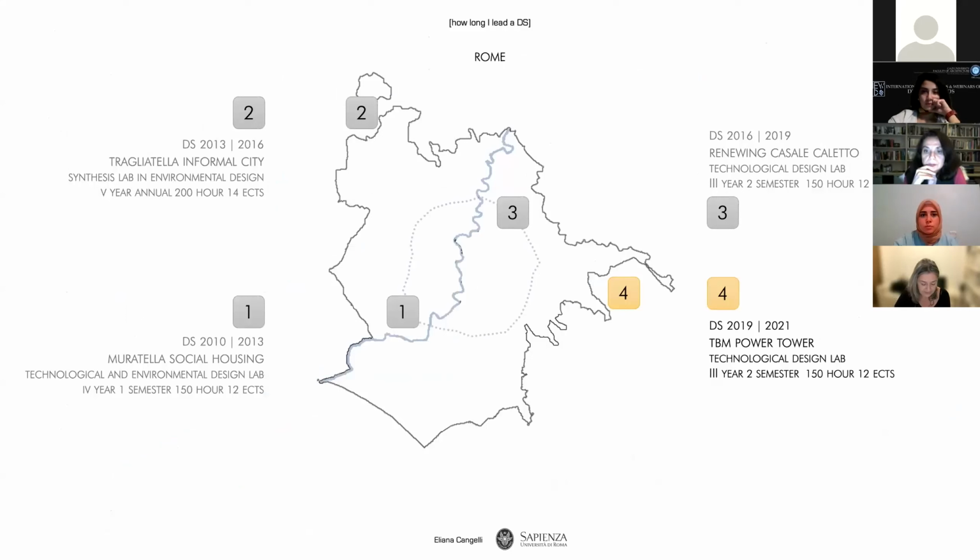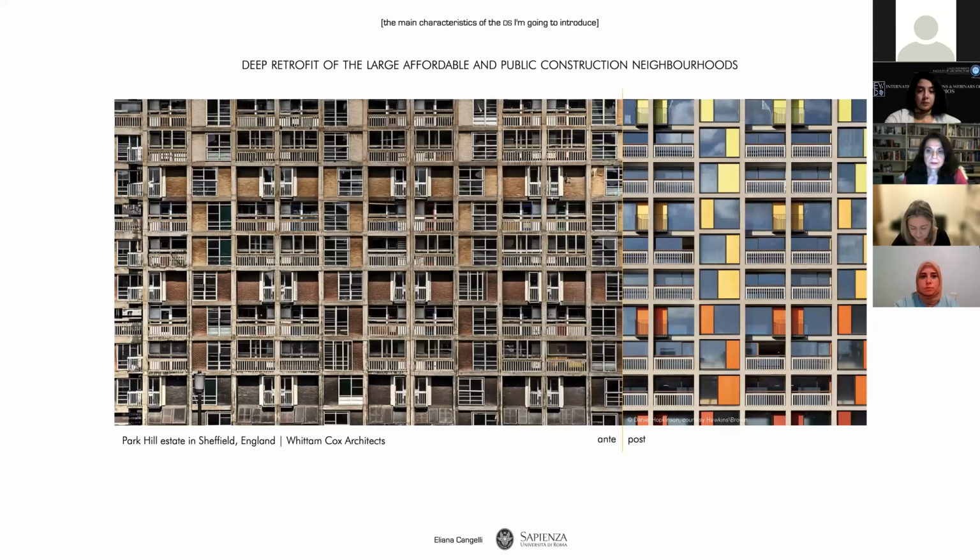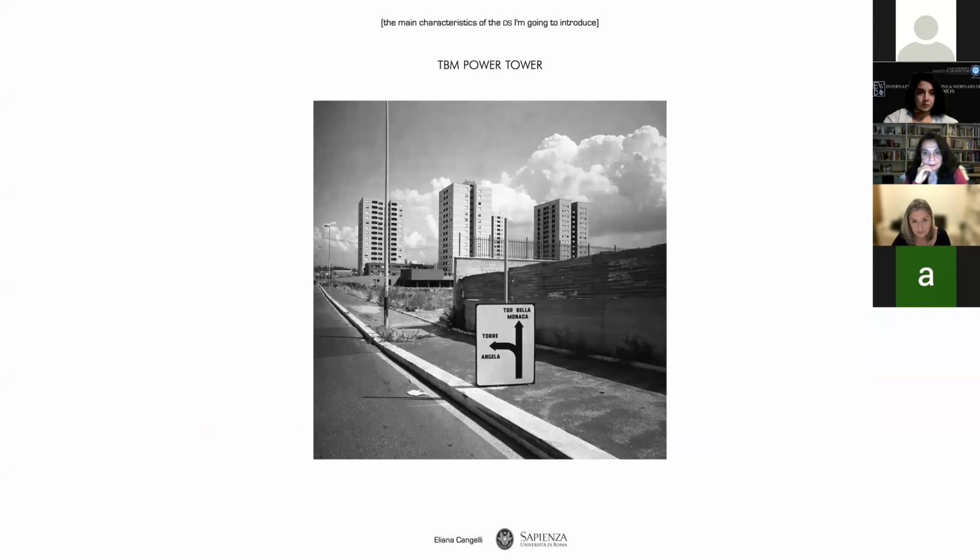In the last year, again in the technological design laboratory, the theme was TBM Power Tower. Students attending the design studio in the 3rd year still have to attend another 2 years before graduating. The design studio addresses the issues of the housing emergency, focusing on the recovery, transformation, and new construction of the public residential heritage of the Roman suburbs. The students' work will be oriented towards deepening social, technological, and environmental solutions. This year, we will work on the recovery of the residential towers in the public district of Tor Bella Monaca in the eastern suburbs of Rome. It is a neighborhood with a severe social disease.